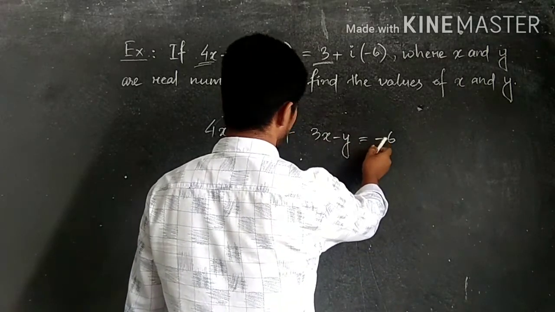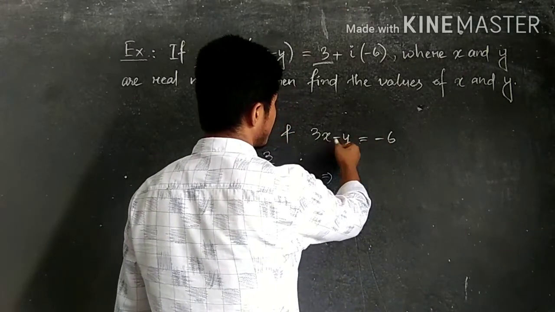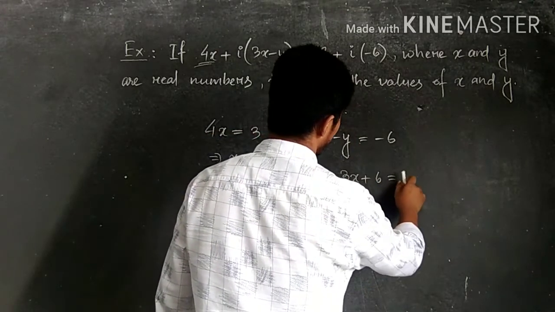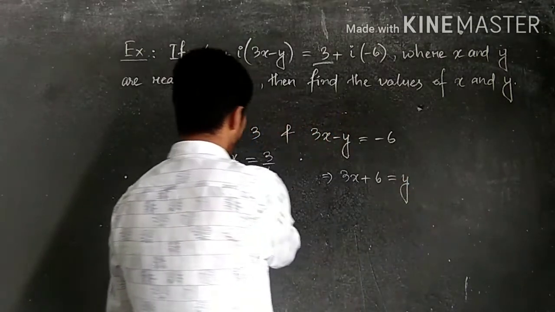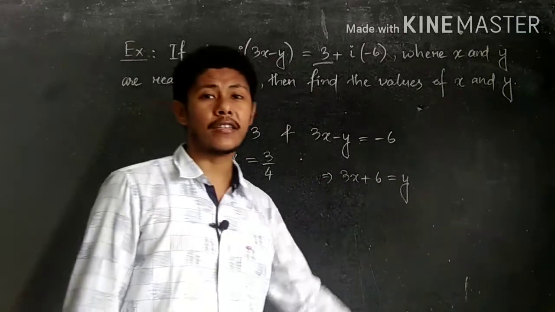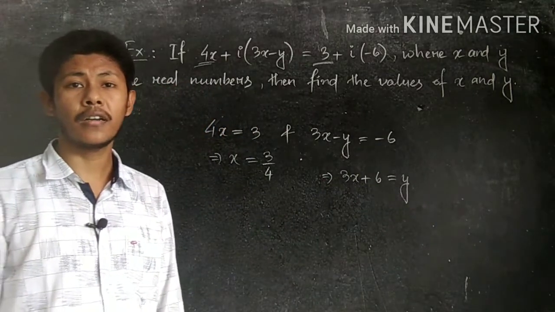So very simple here, what you have to do, you have to just shift this 6 here. So this one you have to write 3x plus 6 equals y. And from this x value, if you put it here, we can easily calculate the value of x and y from here. Is it clear?